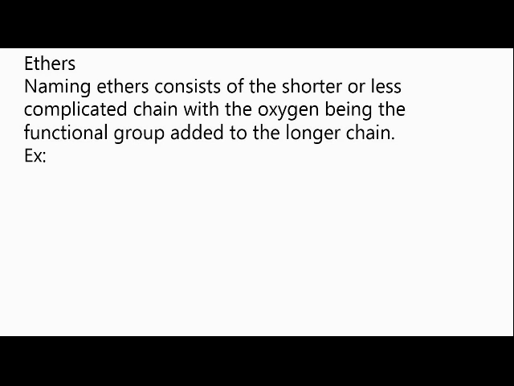All right, the naming of esters consists of the shorter or less complicated chain with the oxygen being the functional group added to the longer chain. As an example, you'll notice the left side of this oxygen has 3 carbons on it, the right side has 4, and so we would call this propoxy butane.